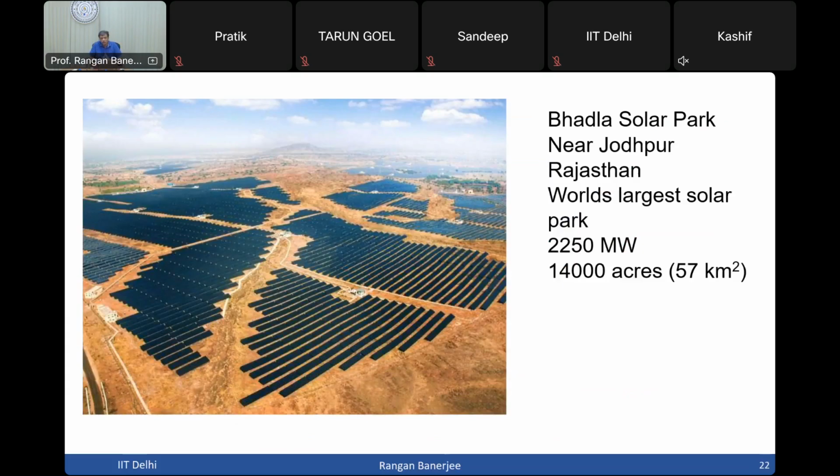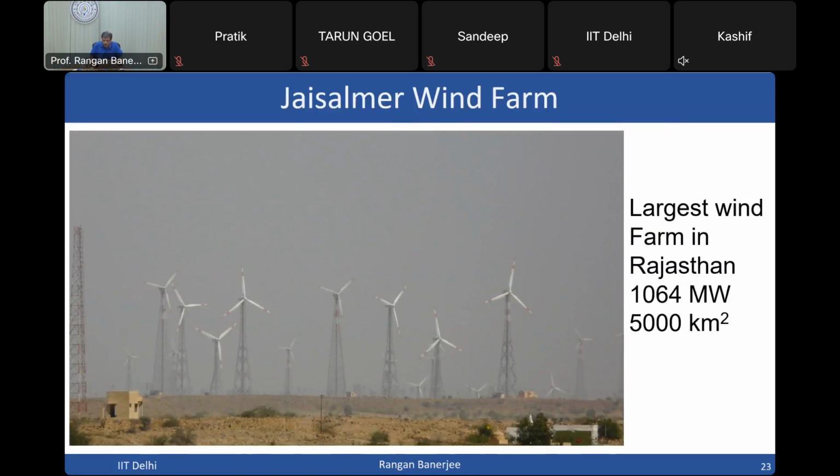I just wanted to tell you some of the challenges which we've talked about also in the class. When we have higher renewables, what happens? I just wanted to give you an example of Rajasthan. In Rajasthan, we'll talk about a few different power plants of similar kinds of ratings. In Rajasthan, we have one of the largest solar power plants, 2,250 megawatts, 14,000 acres. It's near Jodhpur. We also have a large wind farm in Rajasthan, 1,064 megawatts, 5,000 kilometers squared.